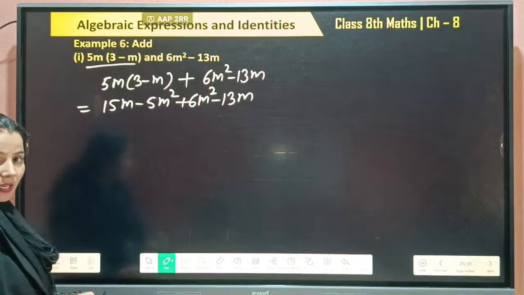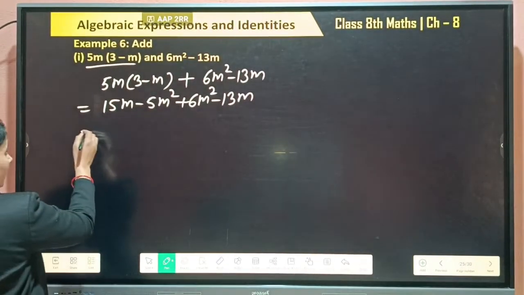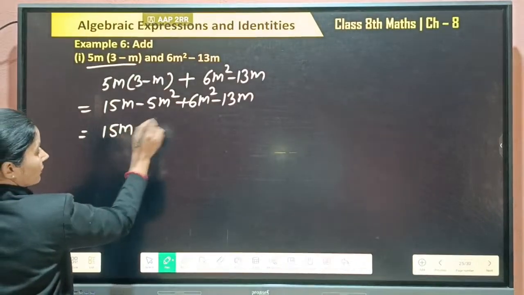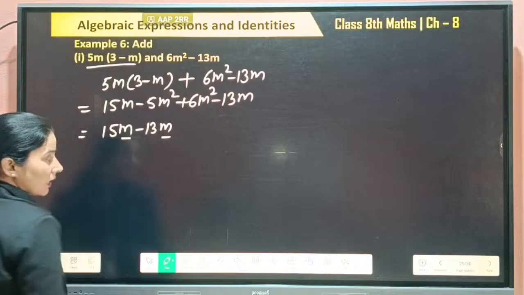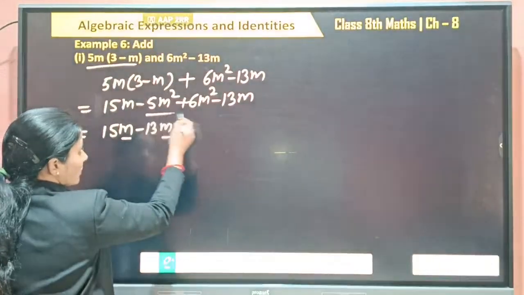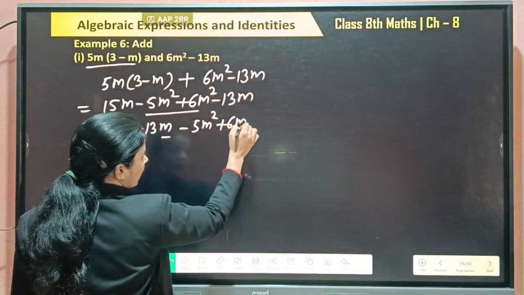Now like terms are added to like. Let us write like terms together. This is 15m and this is minus 13m. These both terms are like terms. And these two terms are like terms, minus 5m square plus 6m square.